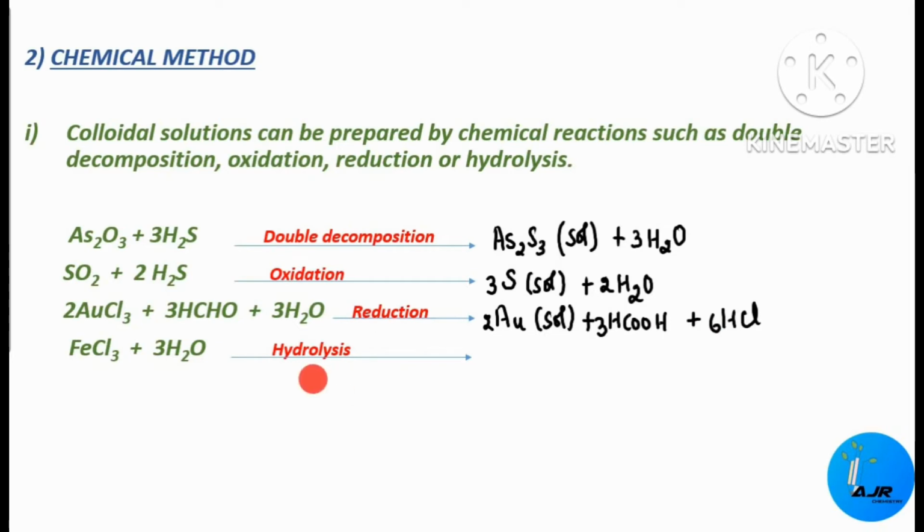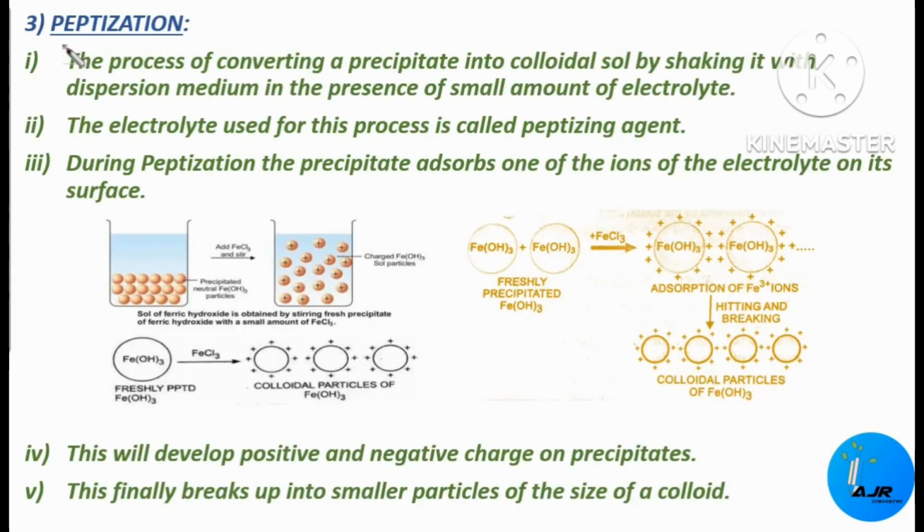Okay, and the last one is hydrolysis. This ferric chloride undergoes hydrolysis in the presence of water molecules and it forms ferric hydroxide, Fe(OH)3. This is a sol. Okay, ferric hydroxide is a colloidal sol, and also we will be getting 3 molecules of HCl. Okay, so these are the different chemical methods by which it is possible to produce colloidal solutions. Okay, so the next very important method is peptization.